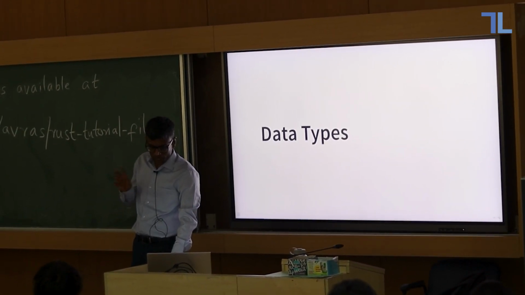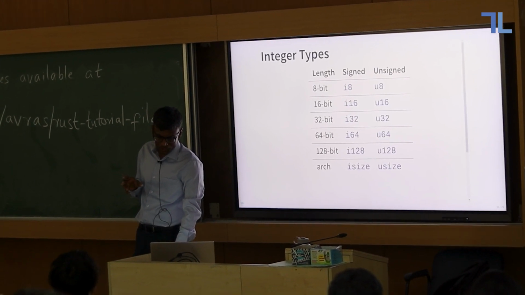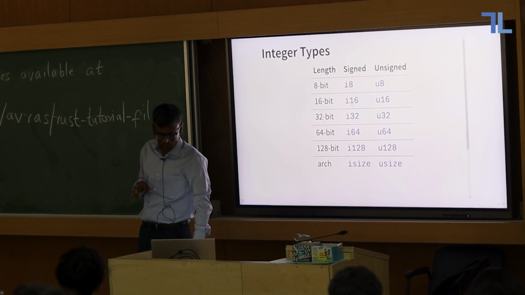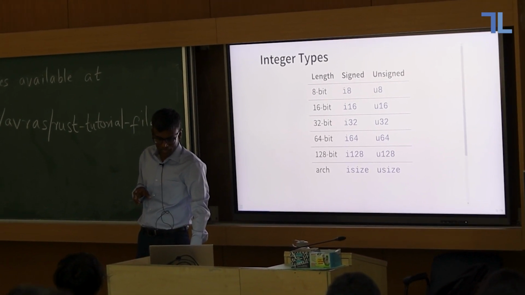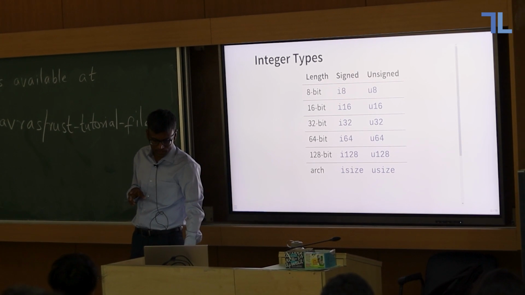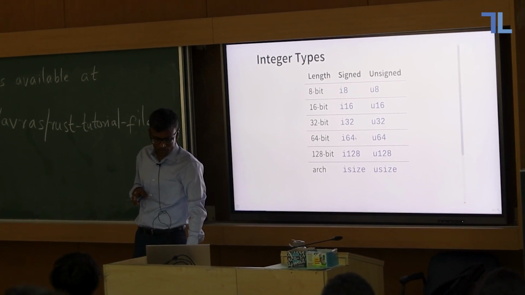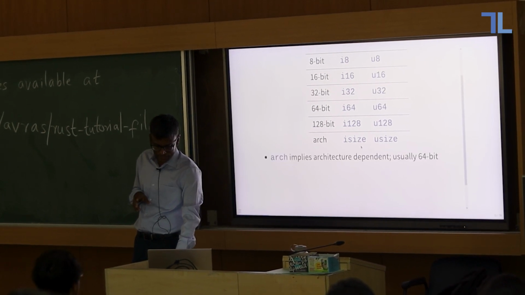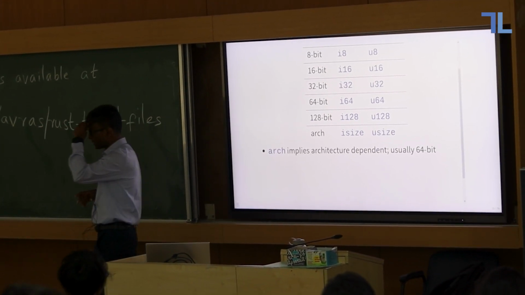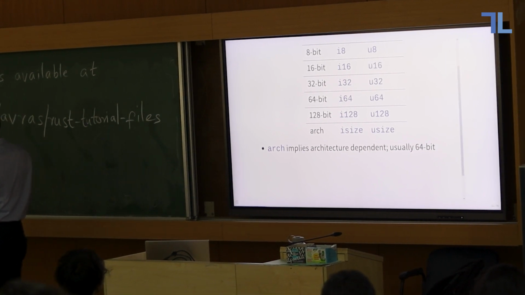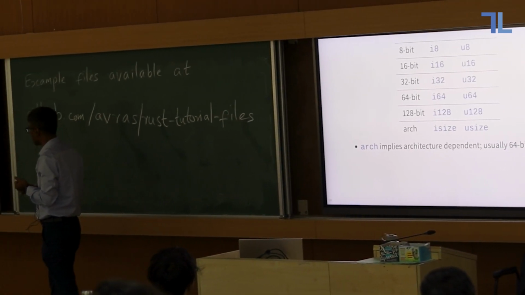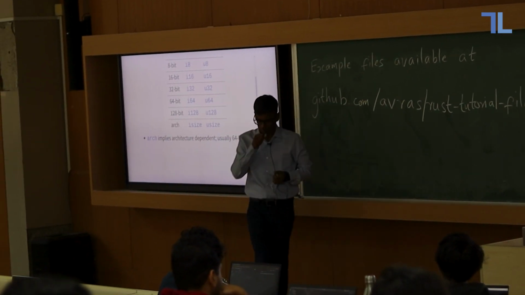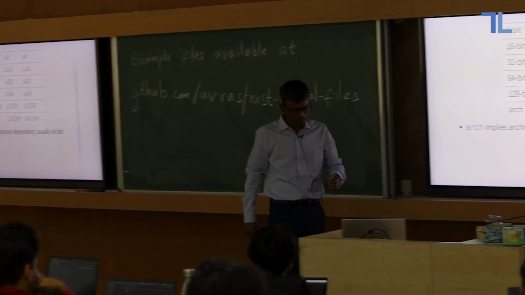Let's talk about data types. So I said variables, but there are many data types in Rust. Integer types, you have all these integer types. You have 8-bit integer, this is a signed integer. I8 is a signed integer, U8 is unsigned integer. Similarly, you have 16-bit, 32-bit, 64-bit, and 128-bit. There's also an architecture-dependent isize and usize. Usually 64-bit. Most of the laptops which you are using are 64-bit operating systems. So this usize will be a 64-bit integer.